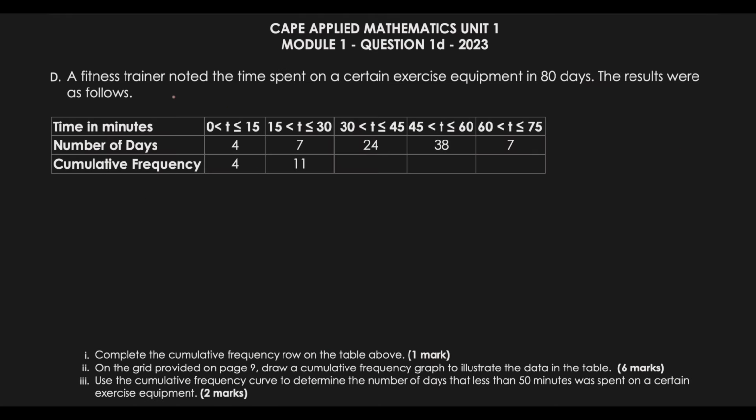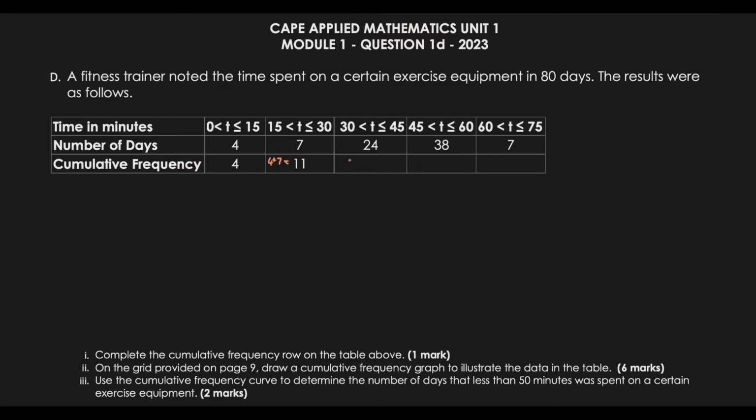So for this particular question, it says a fitness trainer noted the time spent on a certain exercise equipment in 80 days. The results were as follows. The first thing we have to do is complete the cumulative frequency row on the table. Cumulative frequency just means that we are adding these values as they accumulate. So for instance, in the first one, we have 4. Then for this one, we will have 4 plus 7, which would give us 11. Now for this one here, we would have 4 plus 7 plus 24.